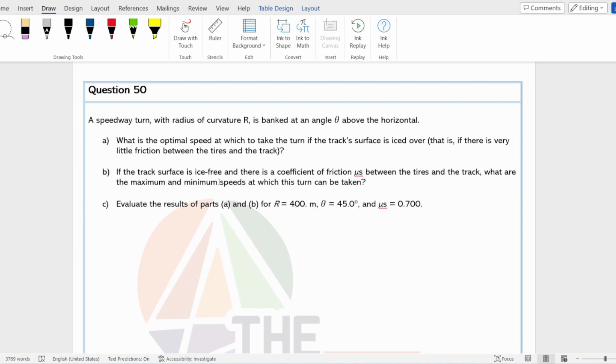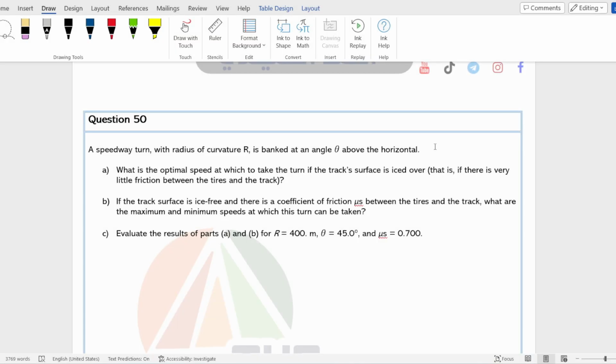Now we come to the unsolved questions in the book, and we start together with question number 50. A speedway turn with the radius of curvature r is banked at an angle theta above the horizontal. A. What is the optimal speed at which to take the turn if the track surface is iced over? That is, if there is very little friction between the tires and the track. B. If the track surface is ice-free and there is a coefficient of friction µs between the tires and the track, what are the maximum and the minimum speeds at which this turn can be taken? C. Evaluate the results of part A and part B for r equals 400, theta equal to 45 and µs equal to 0.7.